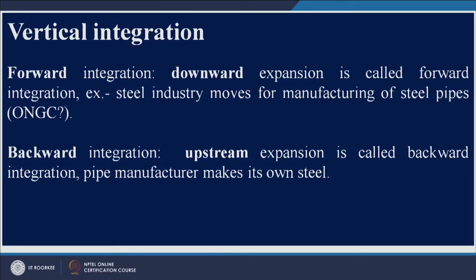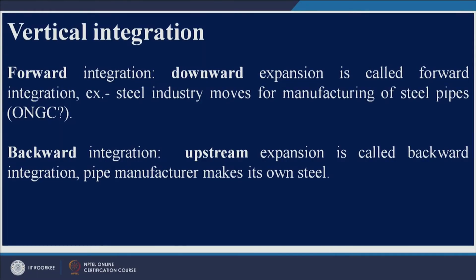Let me give you another example. All of you would be knowing that ONGC is a Maharatna company. Now, ONGC is involved in oil extraction business. What would be the forward integration for ONGC? Can you think of any business? Yes. Suppose tomorrow ONGC also starts selling petrol from retail outlets. That would be known as downward expansion or forward integration.